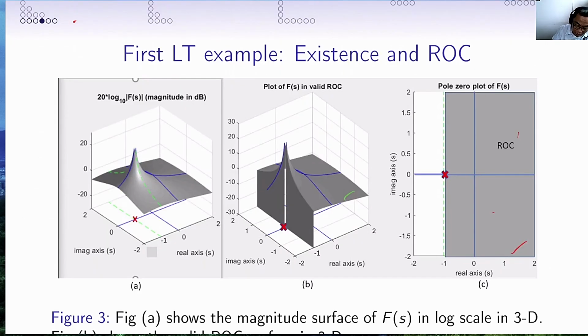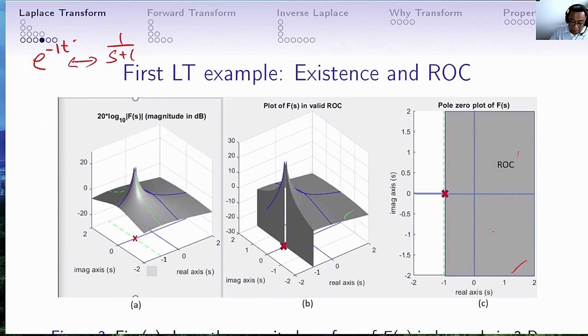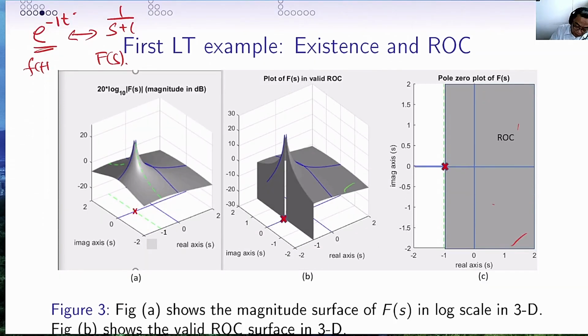Let's plot the Laplace transform of e to the minus 1t. This is 1 over s plus 1. So e to the minus 1t is the function in time, and this is F of s. Okay, we are just using a fixed value of a here. a is 1, implying s must be greater than minus 1. So for it to converge, the real part of s must be greater than minus 1.